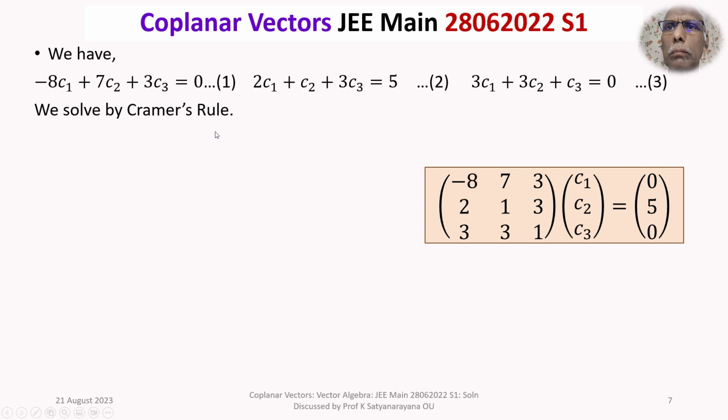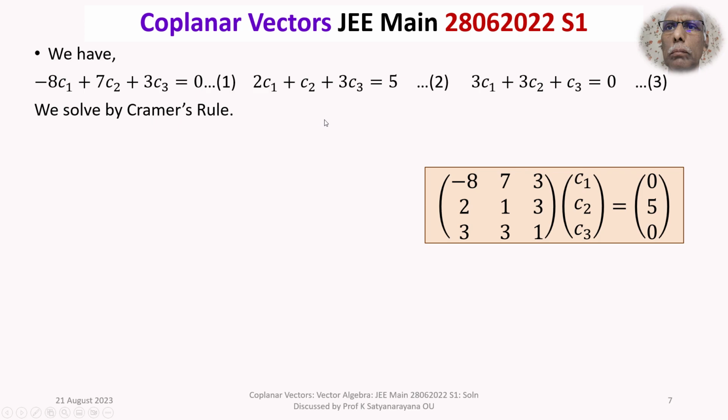We use Cramer's rule because we have to find 122 times the sum of C1, C2, C3. That means we get a unique solution for C1, C2, C3. Only then can 122 times the sum be found out. So we prefer to solve by Cramer's rule.